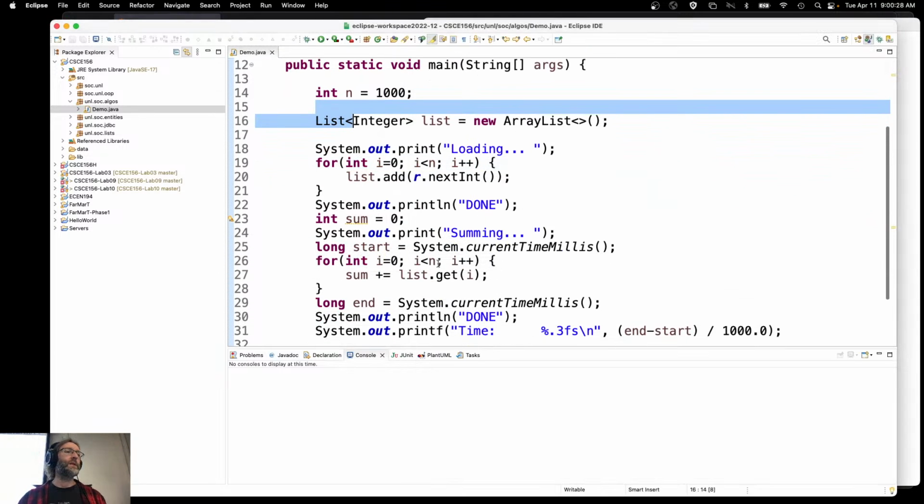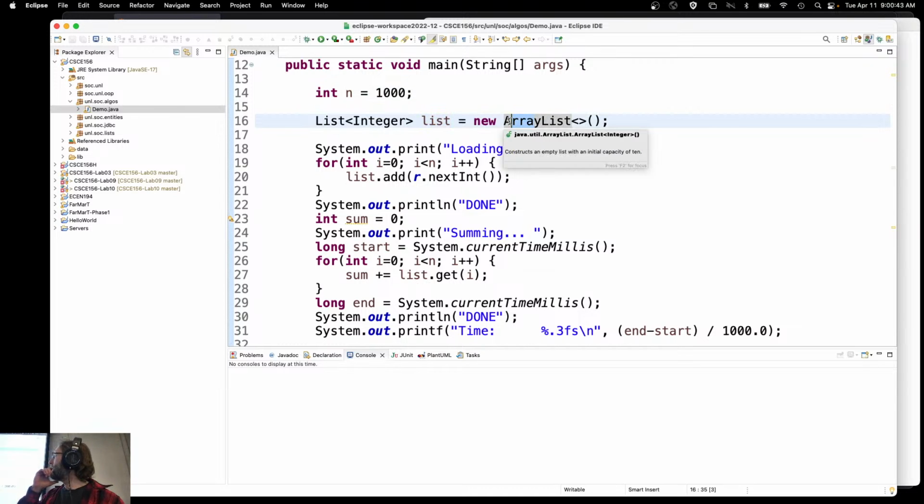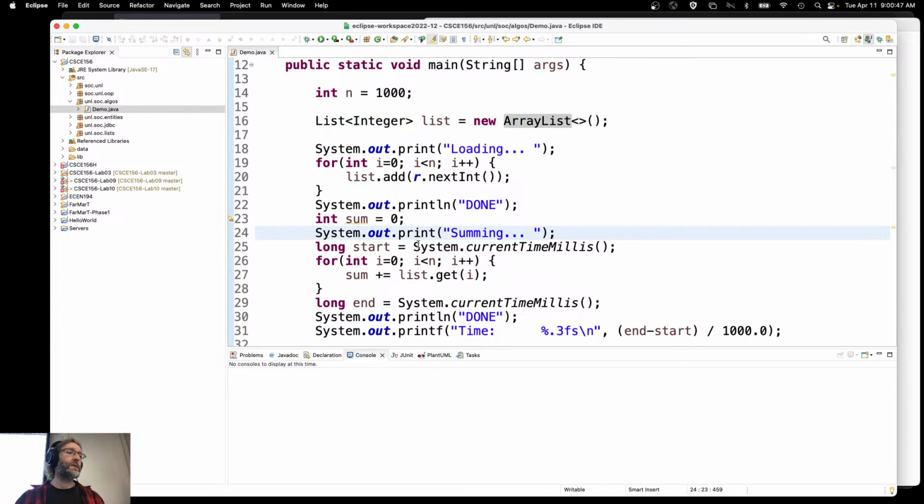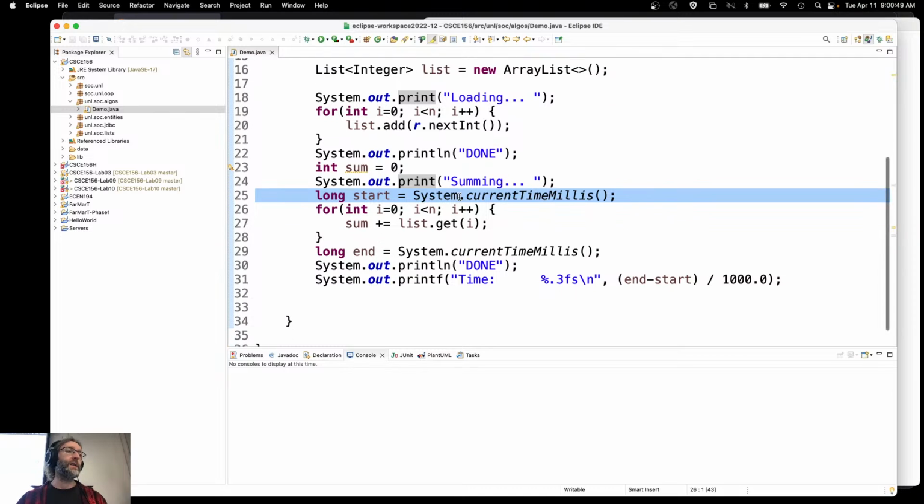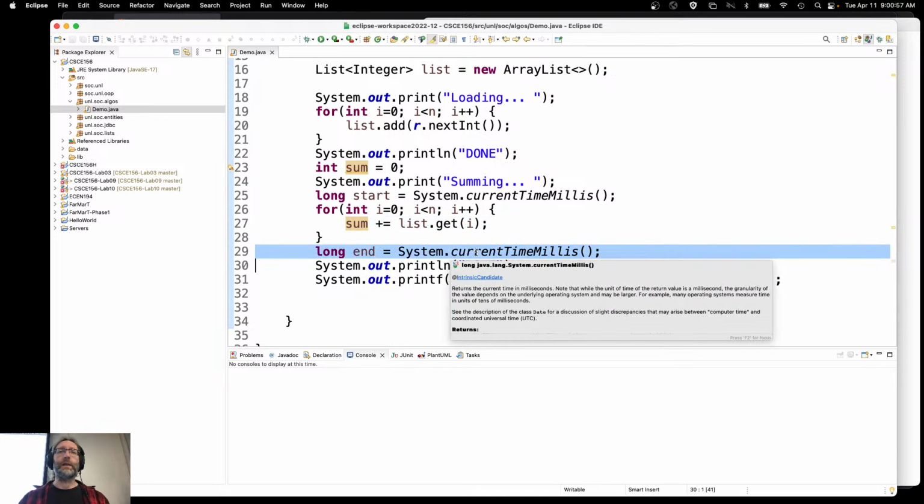I've got an experiment set up here where we are creating 1,000, or this is tunable, so 1,000, 10,000, 1 million, whatever, random integers, and we're adding them to this list. Initially, I've got an array list, and now I've switched over to using the Java ArrayList and LinkedList implementations. Then I start a timer, and I go over that list using get the ith element, and I sum them all up. I'm not really interested in the result. I'm interested in how long it takes.